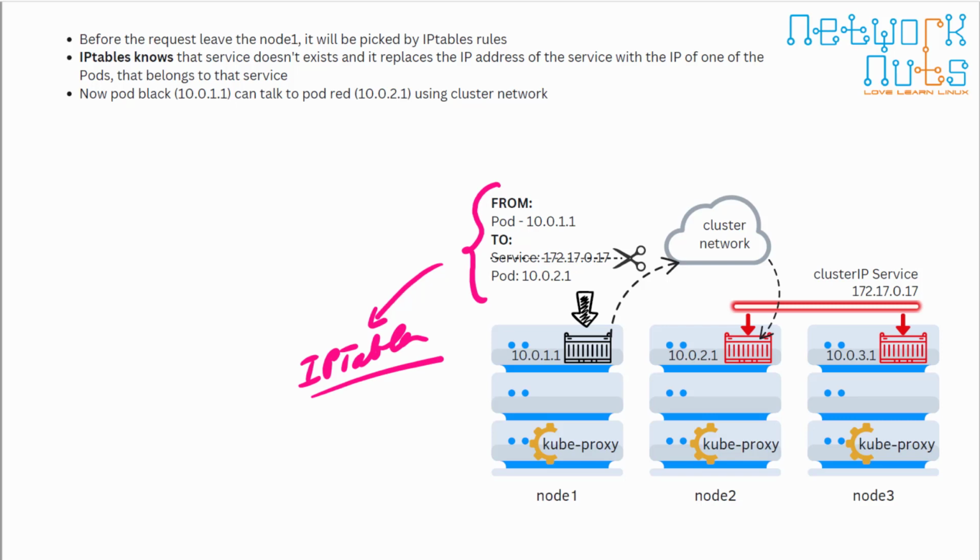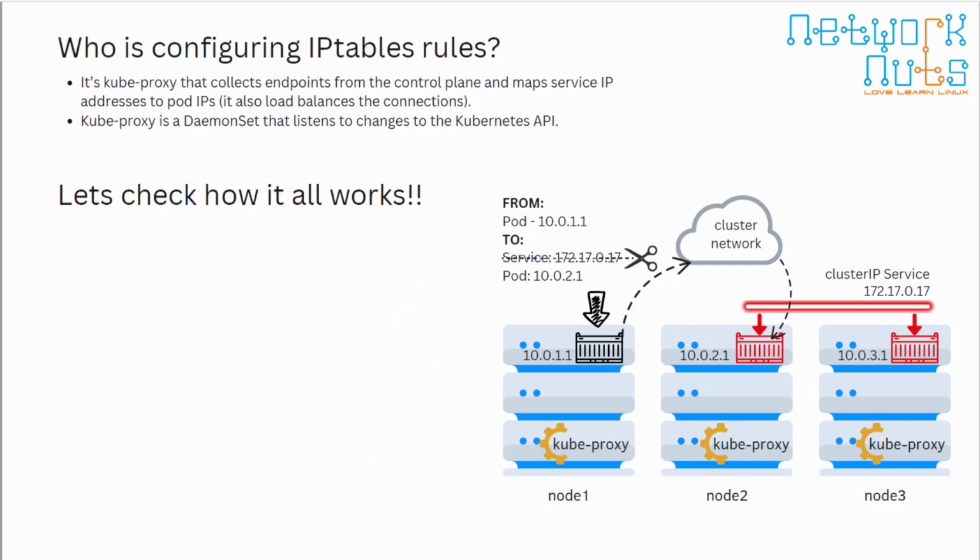In IP tables, there will be a reference that if someone hits 172.17.0.17, in my case, that should be natted to any of the pod IPs, in my case 10.0.2.1 and 10.0.2.2. So when the packet moves out of your machine, this is already removed. There is no trace of the service, no reference of service. So let's see how it works. Let's check this out. This seems to be interesting, right? So let's check it out.